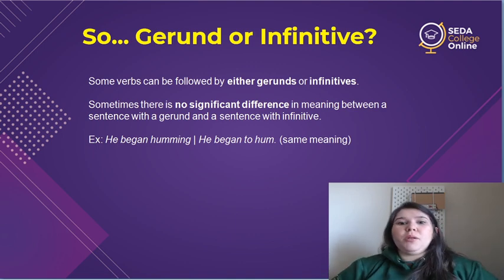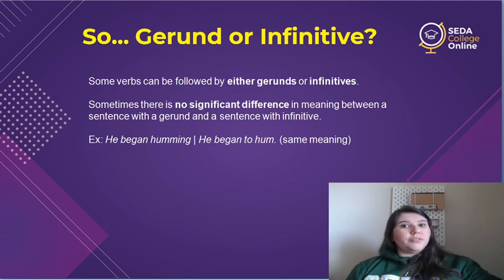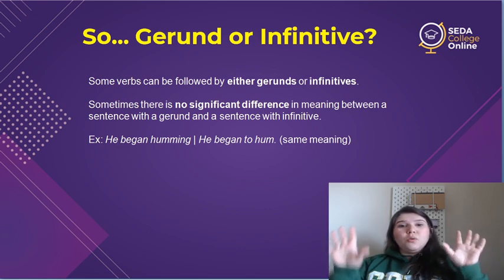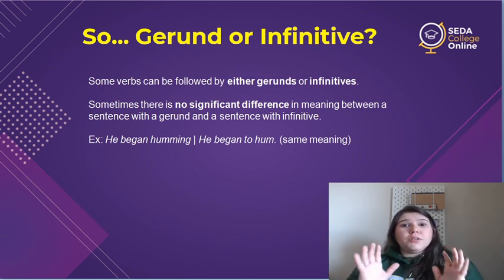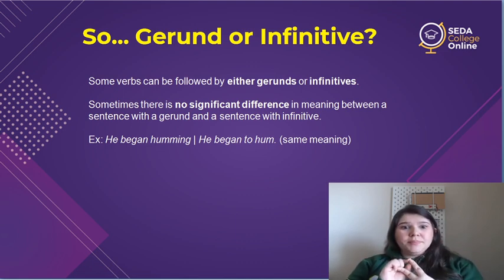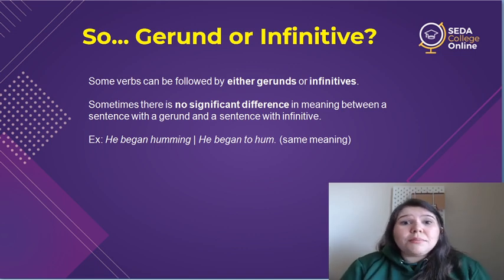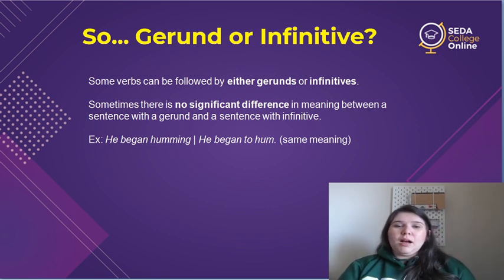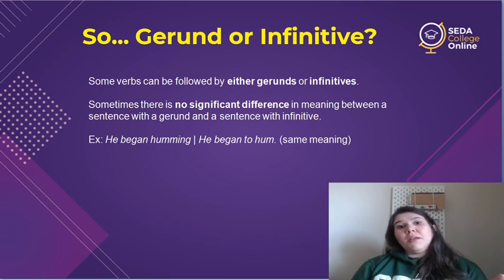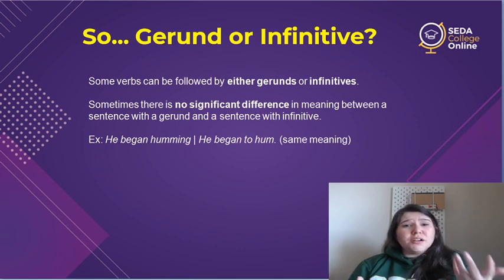Some verbs can be followed by either gerund or infinitive. So we talked about a list of only followed by gerund, one list of only followed by infinitive, and now we're going to talk about some verbs that can be followed by both of them, okay? Sometimes there is no significant difference in meaning between a sentence with a gerund and a sentence with infinitive. Sometimes they mean the same thing. Example, he began humming, or he began to hum. So these two sentences, although they are gerund and infinitive, they mean exactly the same thing, okay?